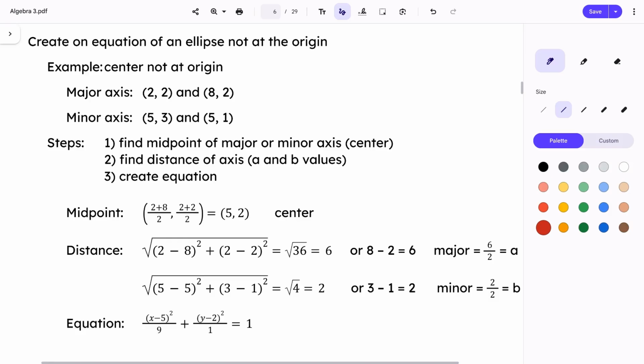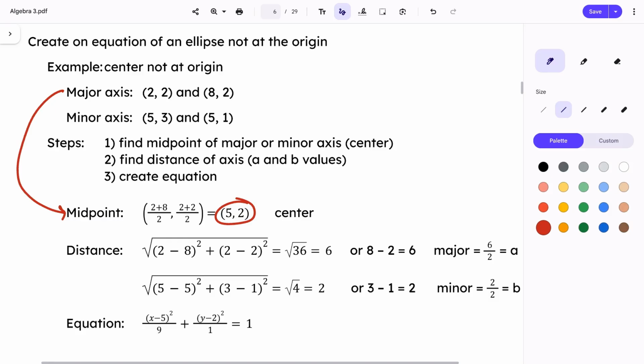It doesn't really matter which set you do that with. They just chose to use the major axis points when they did the midpoint. You would get the same answer, though, if you did it with the minor. Because if you did 5 plus 5 divided by 2, that's still 5. And 3 plus 1 divided by 2 is still 2. So it doesn't really matter which one you go with, but this is going to be your center point. So we'll have to think about that when we're writing our equation. That's going to go in with our x and our y.